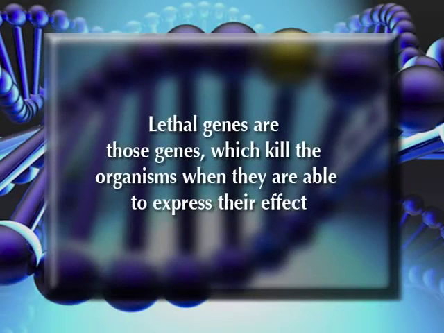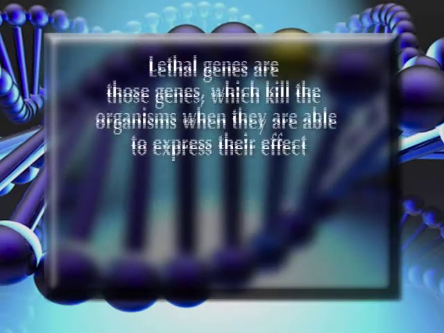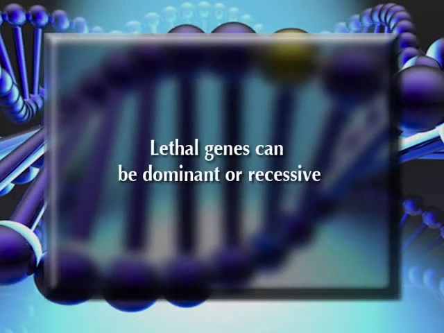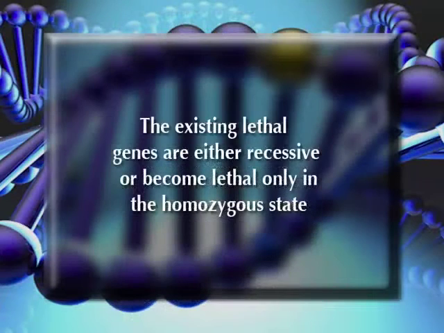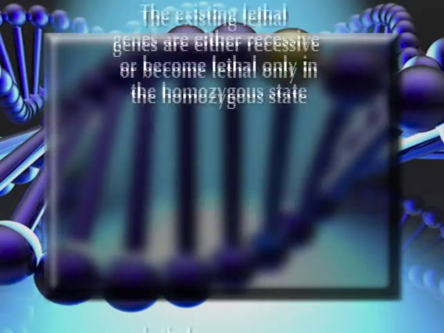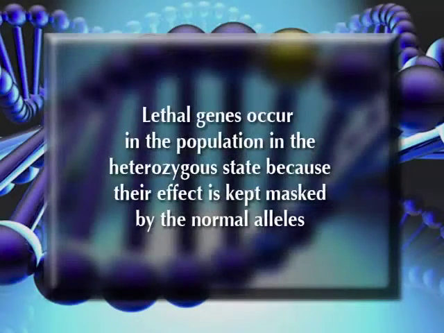Lethal genes are those genes which kill the organisms when they are able to express their effect. They can be dominant or recessive. Dominant lethal genes cannot exist in the population as they would cause the death of the possessor even in the heterozygous condition. Thus, the existing lethal genes are either recessive or become lethal only in homozygous state. They occur in the population in the heterozygous state because their effect is kept masked by the normal alleles.